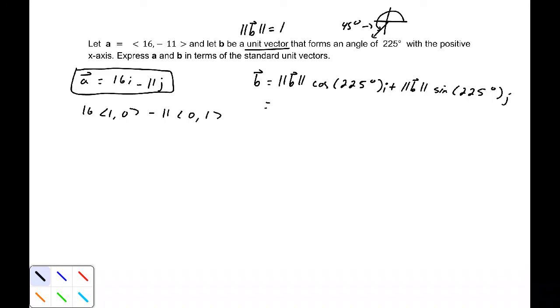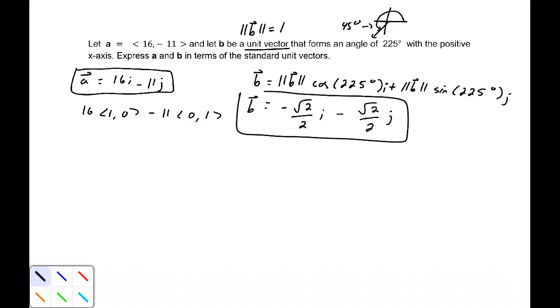Now, putting all that together, that means that vector B is equal to 1 times negative square root of 2 over 2, so it is negative square root of 2 over 2 i, minus square root of 2 over 2 j. That is that vector in standard unit vector notation.